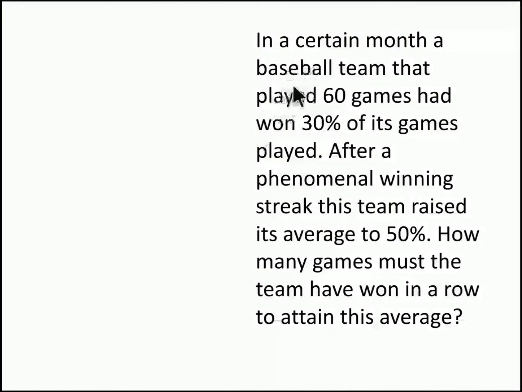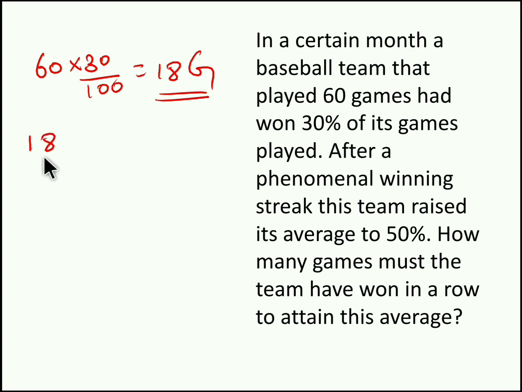In a certain month, a baseball team that played 60 games had won 30% of its games played. After a phenomenal winning streak, this team raised its average to 50%. How many games must the team have won in a row to attain this average? So out of 60 games, the baseball team won 30% of the matches. So 30% of 60 is nothing but 18 games. So this baseball team won 18 matches out of 60 matches.